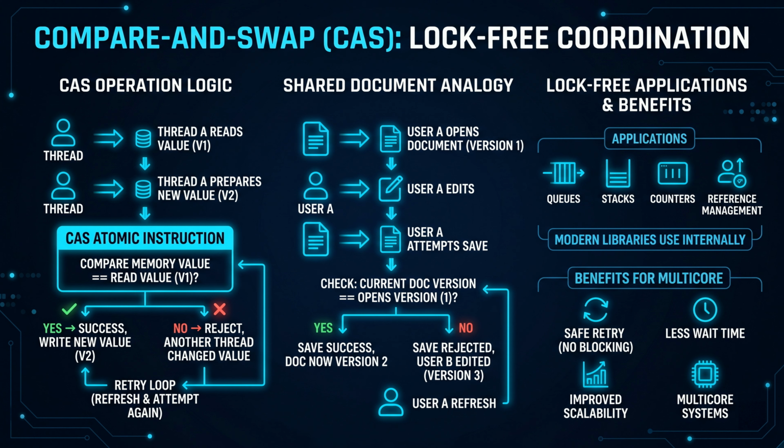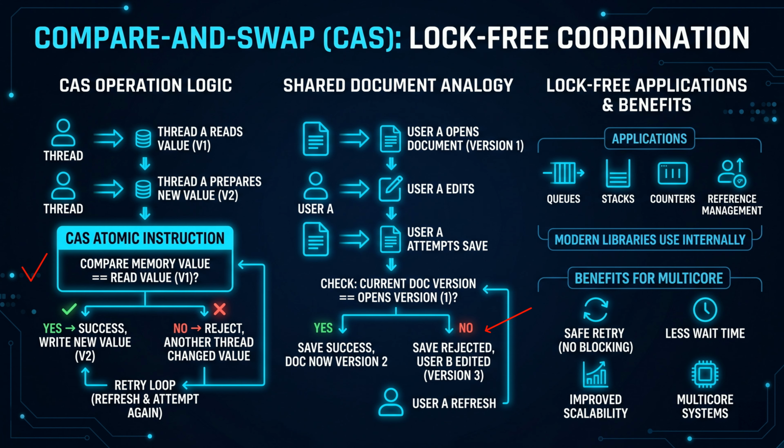This may sound small, but it is extremely powerful. Compare and swap allows a program to say, only change this value if nobody else changed it since I last checked. That makes it ideal for concurrent updates. Think of editing a shared online document. You save changes only if the document version is still the one you opened. If someone else edited it first, your save is rejected and you must refresh. Chaos follows the same logic.